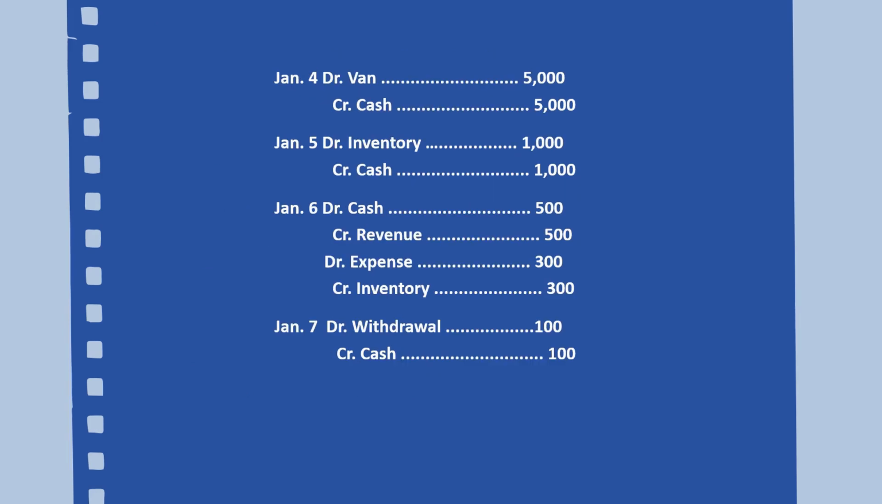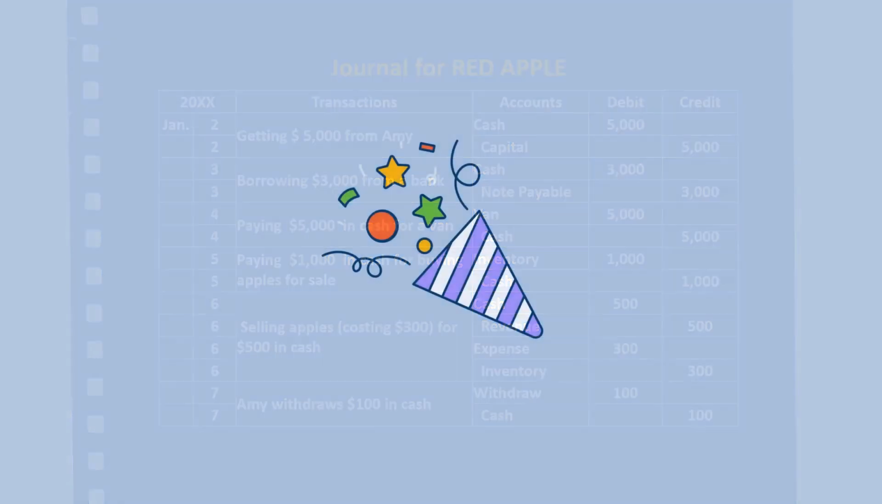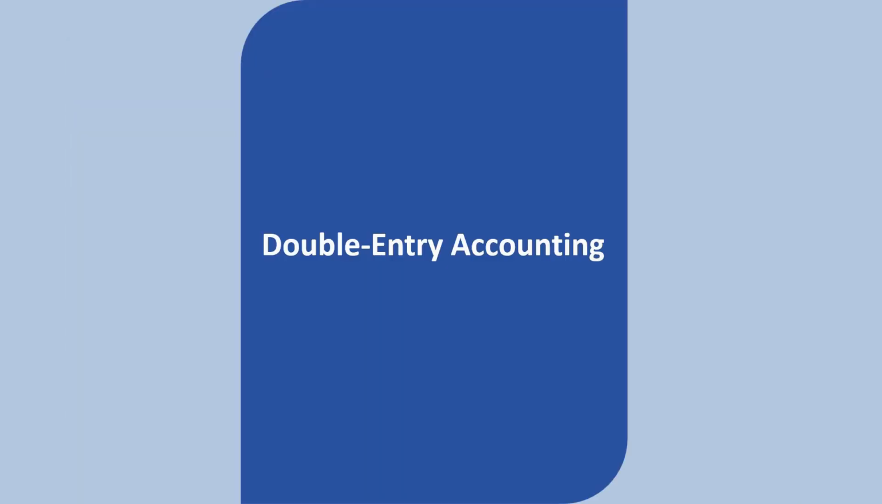Welcome back. Here are the answers. Did you nail it? To make journal entries more organized, we can craft a table with the transaction date, a brief description, the affected account titles, and their dollar amounts. This table is the journal for Red Apple. Congratulations! You've unlocked the technique of making journal entries using the powerful method of double entry accounting. It's a crucial step in recording financial transactions, and we'll be using it throughout our journey.